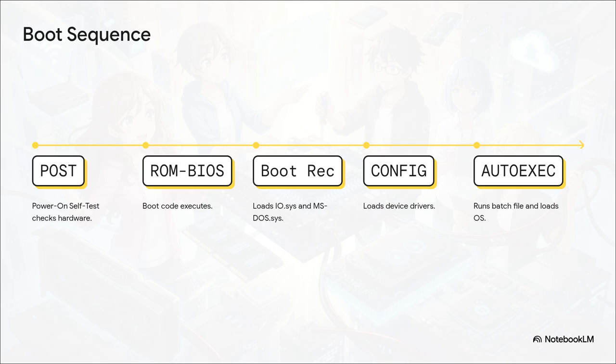The system is essentially doing a quick morning roll call to make sure the memory, the keyboard, and the drives are awake and responding. If they are, control passes straight to the ROM BIOS, which reaches deep into the hard disk to find hidden files like io.sys and ms-dos.sys. Then, as we move down this timeline, it loads the config.sys to get those drivers set up, and finally, it runs the autoexec.bat file.